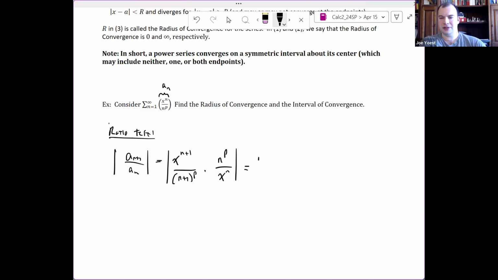I have to be careful. I still have my absolute values on the x, but the n stuff can all come out of the absolute values. And what happens to this as n goes to infinity? This goes to the absolute value of x.